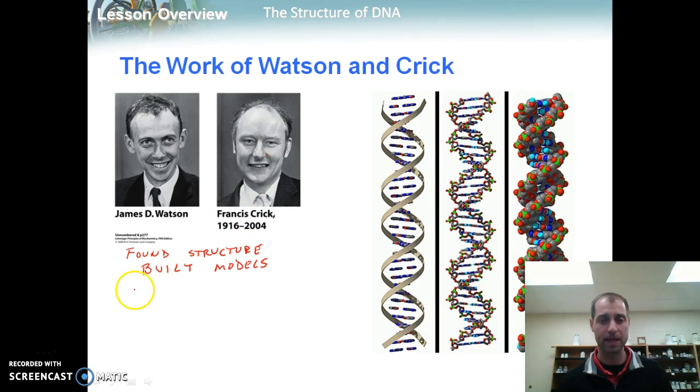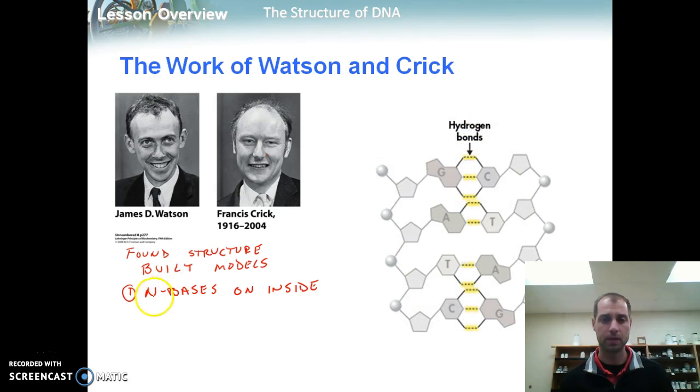And one of the first things that they said was, we have this ladder that's twisted, and the ladder has the nitrogenous bases. The nitrogenous bases are on the inside. And so they're making the rungs of our ladder. Previously, people had thought that these nitrogenous bases were kind of sticking out like porcupine needles, and so they discovered that they were in the middle. The next thing they figured out was that those bases are connected with hydrogen bonds.